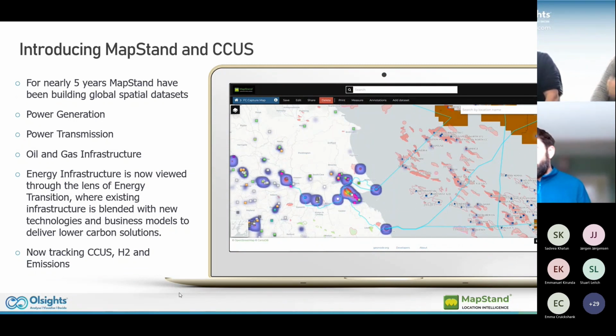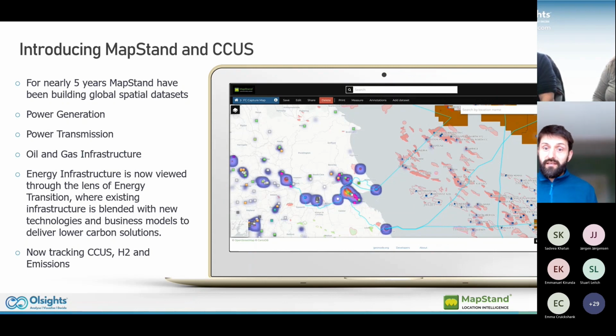Just a little bit about why Mapstand is involved in this. As Tony mentioned, we're a small research firm. We've been around for 5 years, and we focus on building spatial data sets, mapping data sets, and we make these available to our customers. We also have a free viewer, which all of you can sign up to. I hope all of you have done already, which you can find on our website, and I think Tony will share the link later.